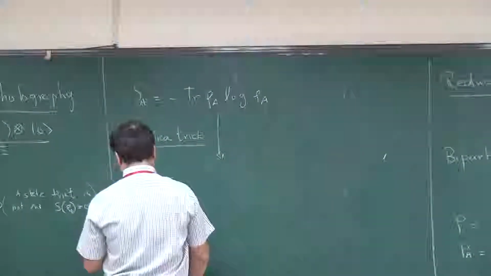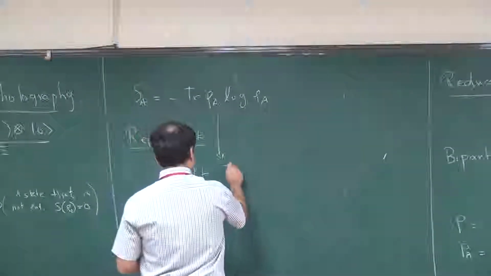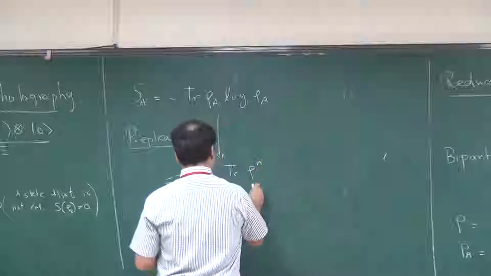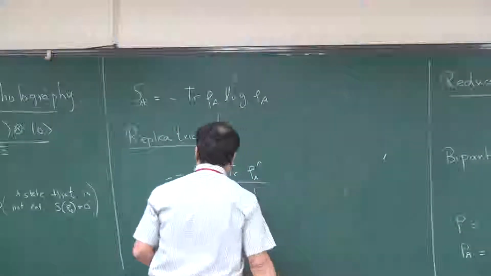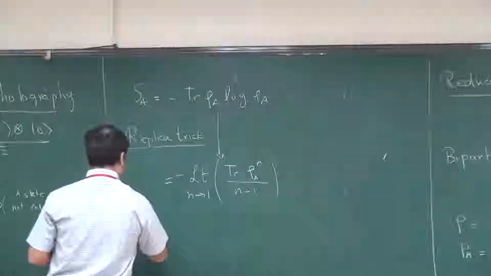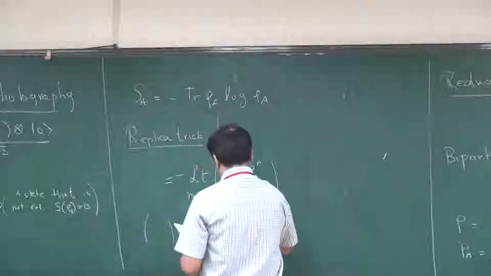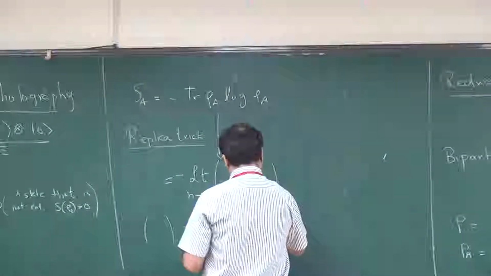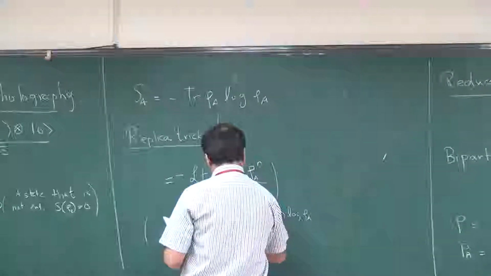Rewrite this as minus the limit n goes to 1 of trace rho to the power n over n minus 1. To see that, whatever is in the brackets, I can write this as trace of rho_A e to the power (n minus 1) log rho_A, divided by n minus 1.